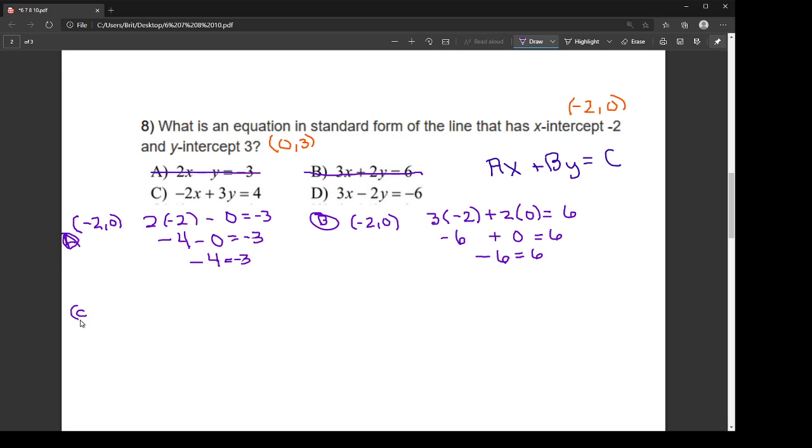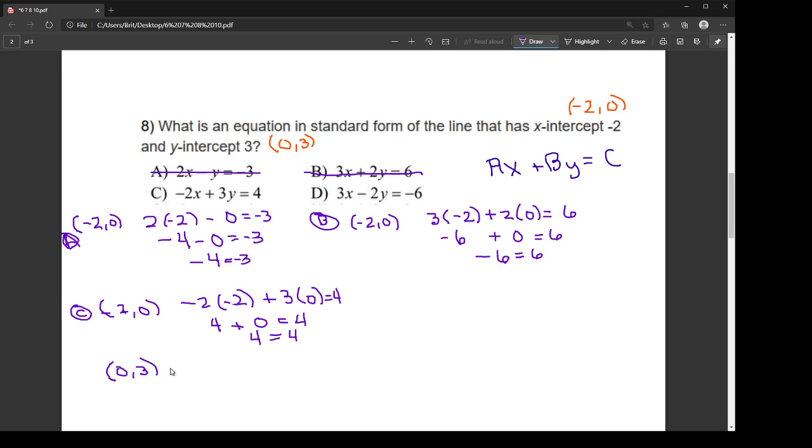Alright, so now let's try C. So for C, again, I'm doing -2, 0, so let me mark that. So I'm going to have -2 times -2 plus 3 times 0 equals 4. So -2 times -2 is +4. And 3 times 0 is 0. So here I get 4 is equal to 4. Alright, so this first point is working. But we don't know if the second point is going to work or not. So we need to actually test for both points.